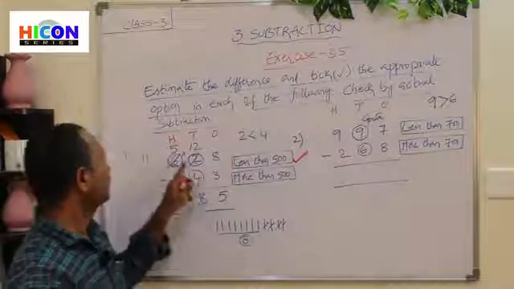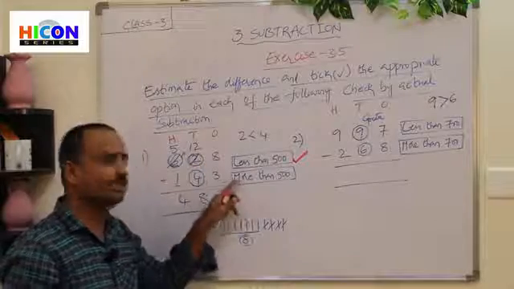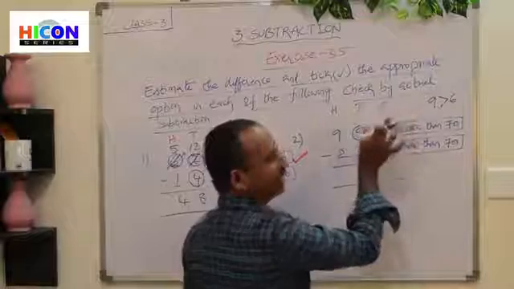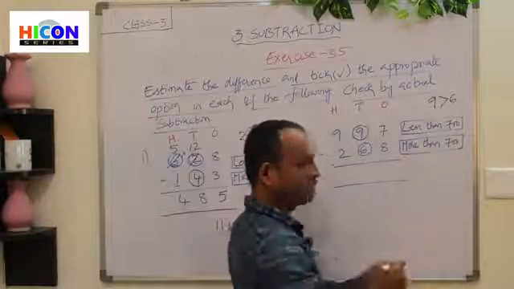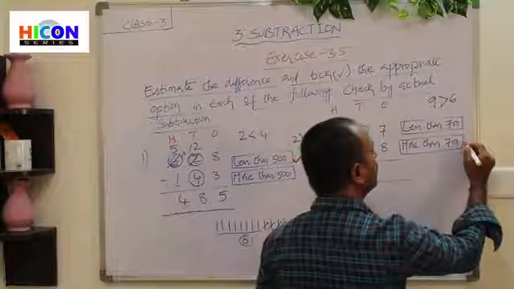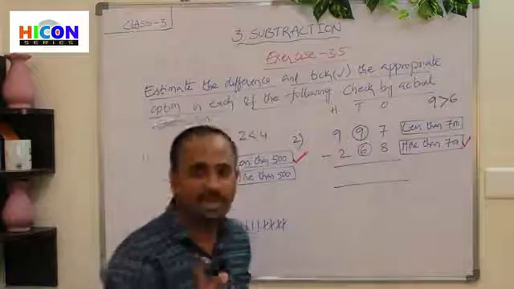If the first digit is less, then the estimation is also less. So here the 9 is the greater number. That's why the difference is also more than 700. So put a tick mark for this. The difference will be more than 700.